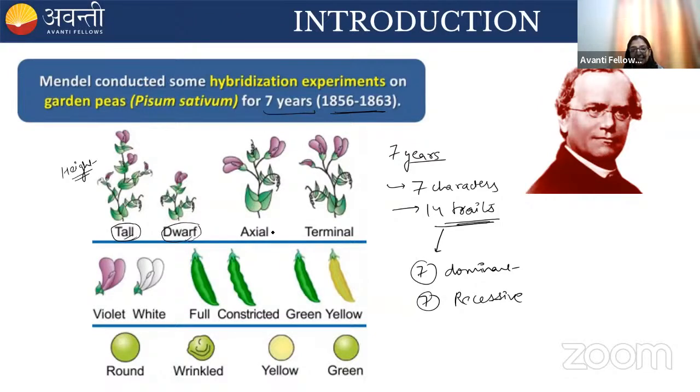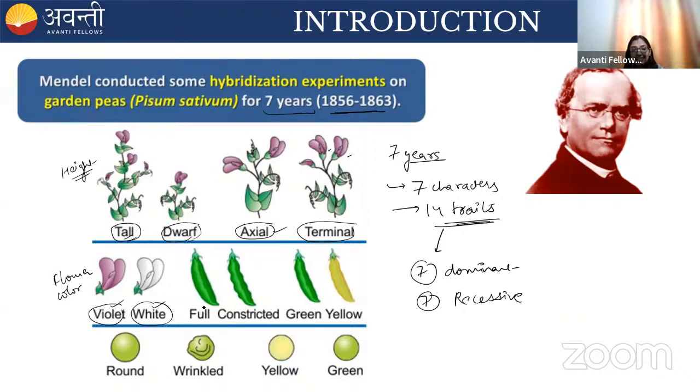Second character he has taken is the position of the flower, and the traits are axial or terminal. The position of the flower could be axial, present at the axis, or terminal, that is, present at the top, at the terminal position. Third character he took is the flower color. Violet and white are the traits. Violet is dominant, white is recessive.